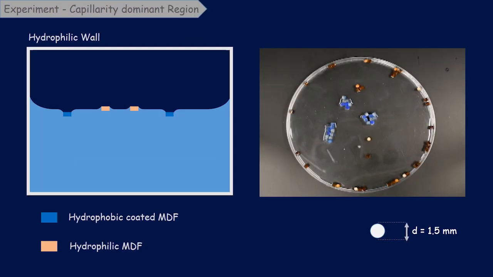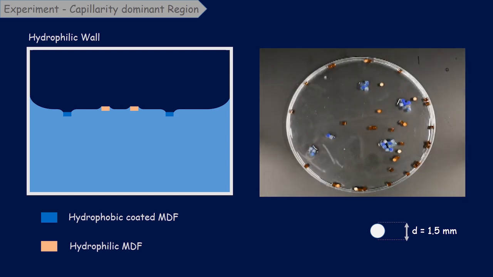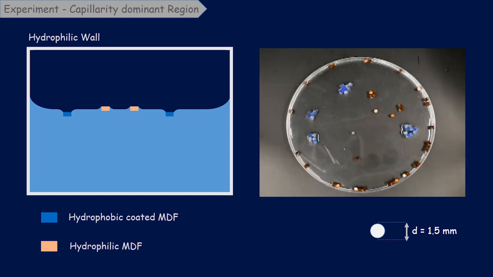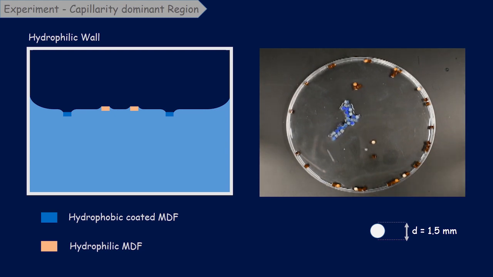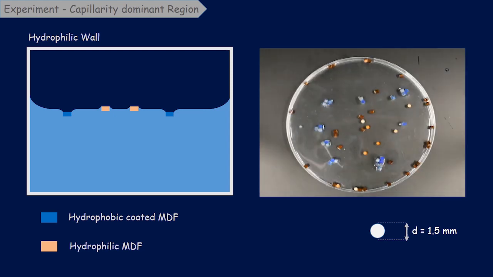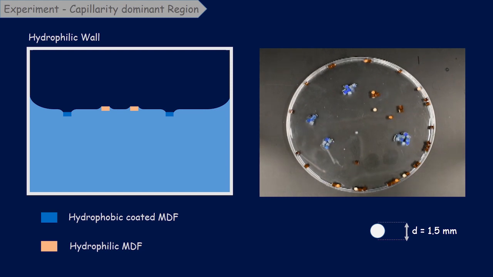Let's see the experiment with small particles. The blue particles are hydrophobically coated, and the yellow-brown particles are hydrophilic. The same material, MDF, is used to make both types of particles to remove the effect from the density difference. Coated particles are colored with a blue marker before the coating to identify which particles are coated and which are not.